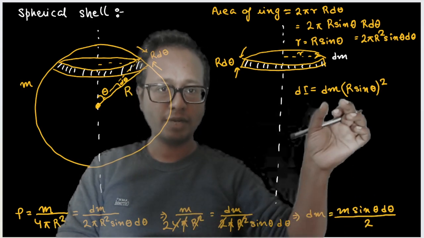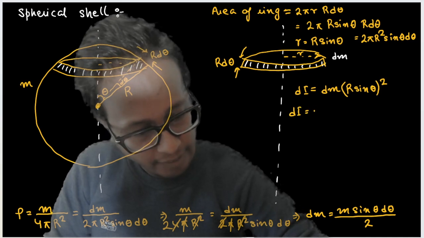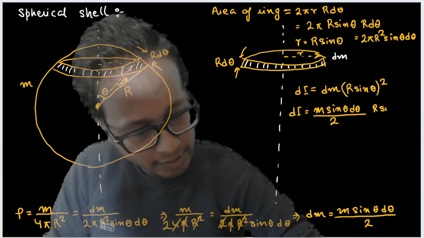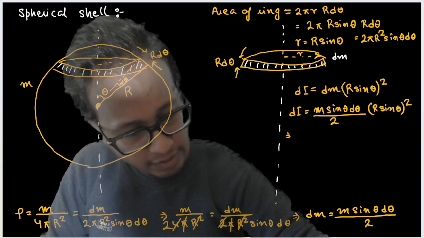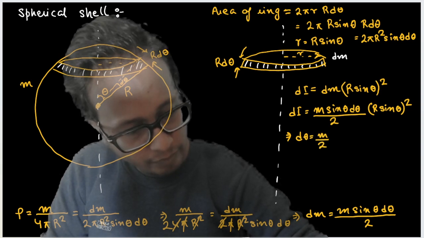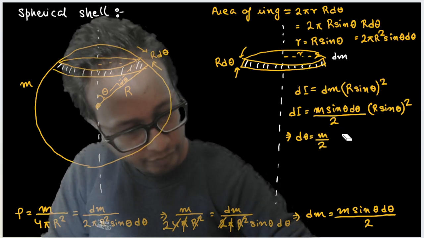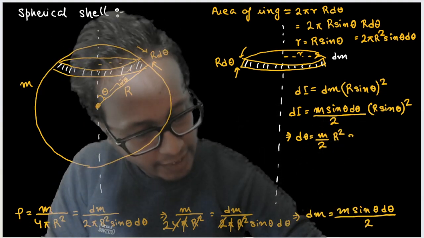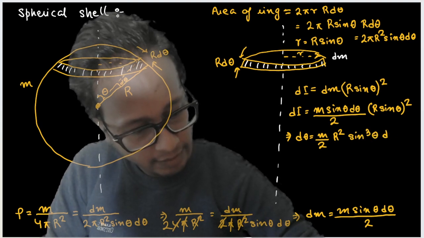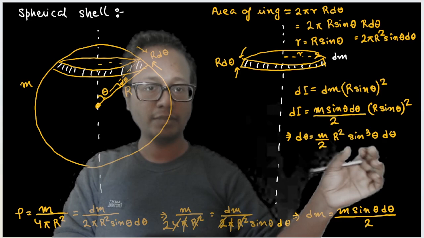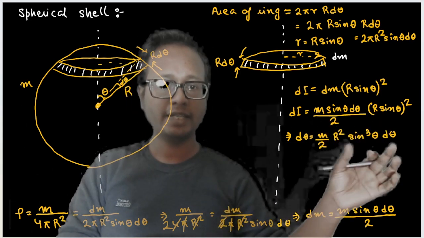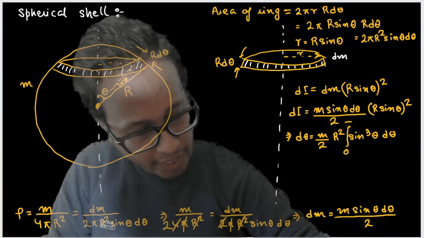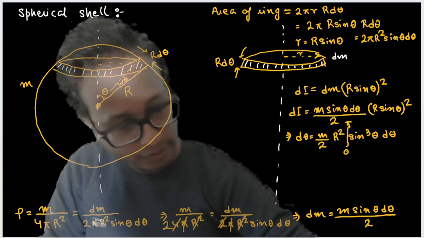Now if I replace dm out here, I'll get the moment of inertia dI equals dm, which is M sine theta d theta by 2, into R sine theta whole square. So dI equals M by 2 into R square, where R is the radius of the shell, into sine cube theta d theta, because sine square theta into sine theta is sine cube theta. Now if I integrate sine cube theta d theta from 0 to pi, I'll get the moment of inertia. Sorry, this is not d theta, this is dI.